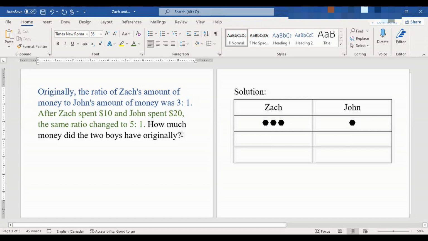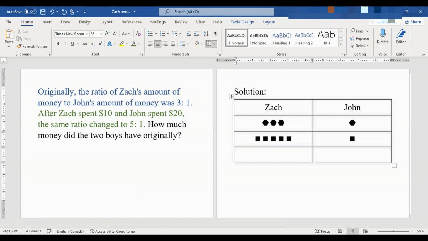Now we move on to the green sentence, which says, after Zach spent $10 and John spent $20, the same ratio changed to 5-1. So to do that, we're going to give Zach 5 squares this time, and John 1 square. But you might recall that in the blue sentence, we represent the original amount of money each person had. So we're going to do the exact same thing with this representation.